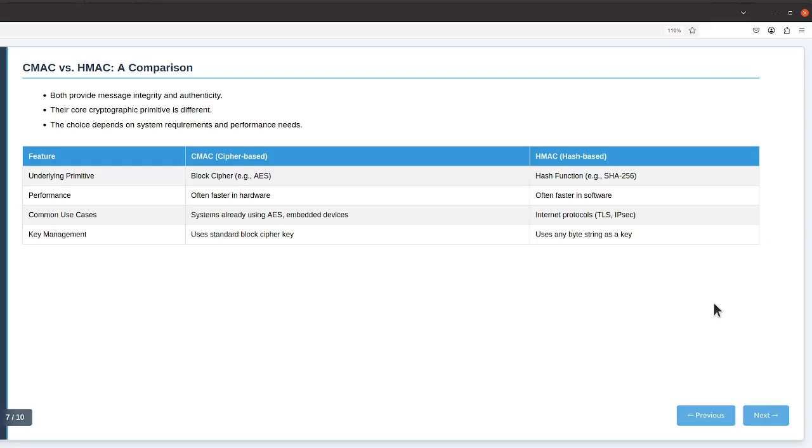This allows for a more compact implementation, as you don't need to include code for both a cipher and a hash function. In terms of security, both are considered highly secure when implemented correctly with standard components. The choice between them often comes down to the specific system's requirements and existing cryptographic libraries.